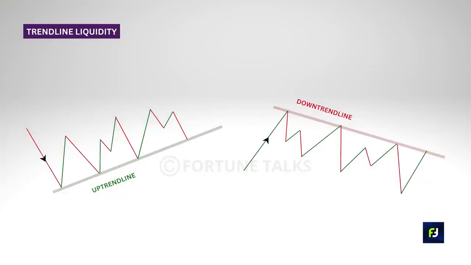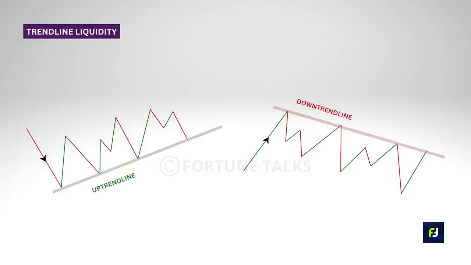Now, let's talk about the next category of internal liquidity, which is the trend line liquidity. Now, trend line liquidity is one of the most common types of smart money manipulations that you can encounter on charts, especially when there is a predominant trend involved. Technically, there are two types of trend lines: uptrend lines and downtrend lines.